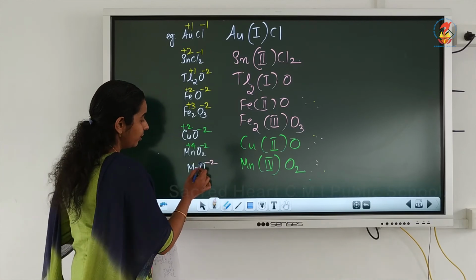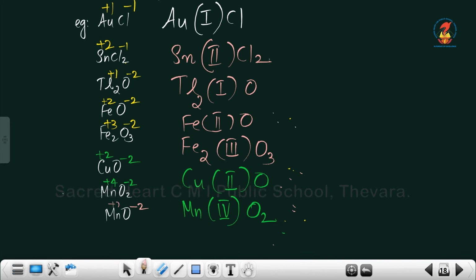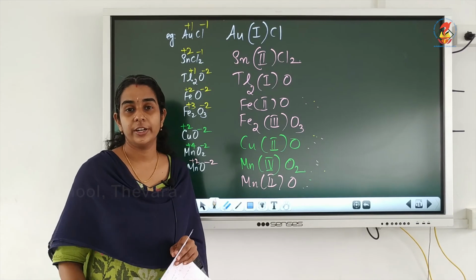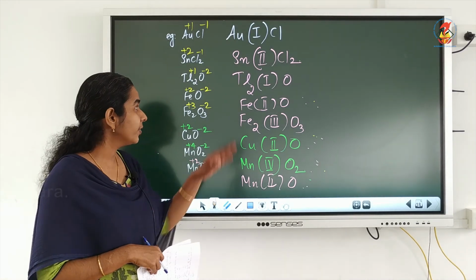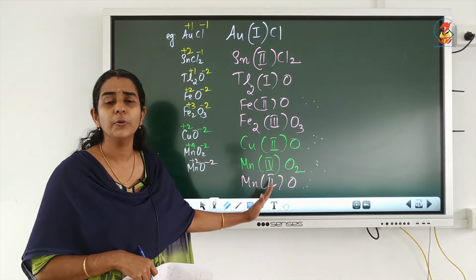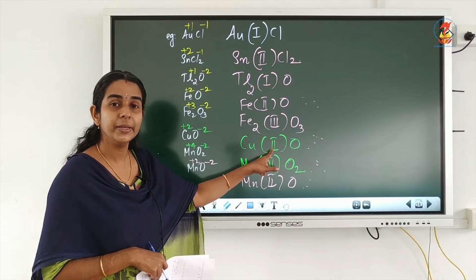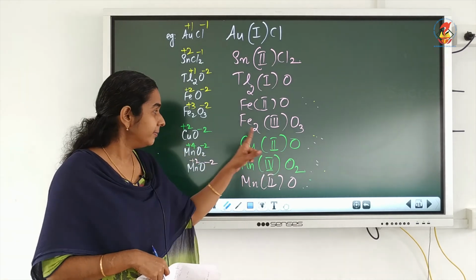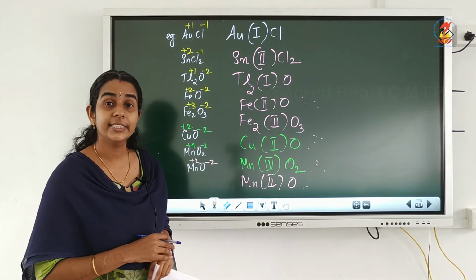Oxygen is -2. So here there is only one oxygen and one manganese, so here it should be +2. Manganese 2. So this is about the Stock notation, how to represent the formula using Stock notation. Everywhere we are writing the same molecular formula. The only thing is we are writing the oxidation state of the metal, a single metal atom, as a Roman numeral inside single brackets.